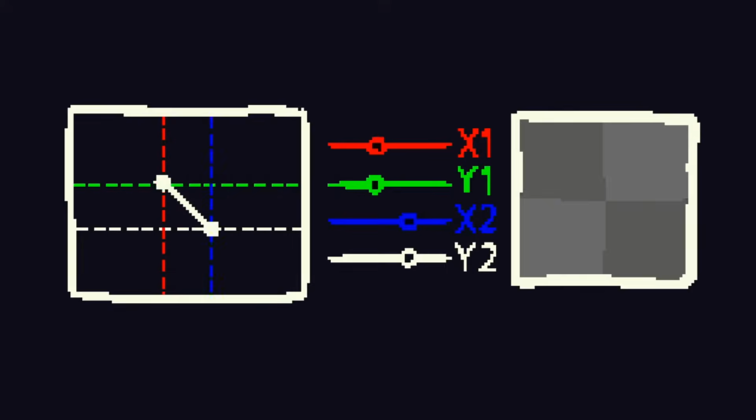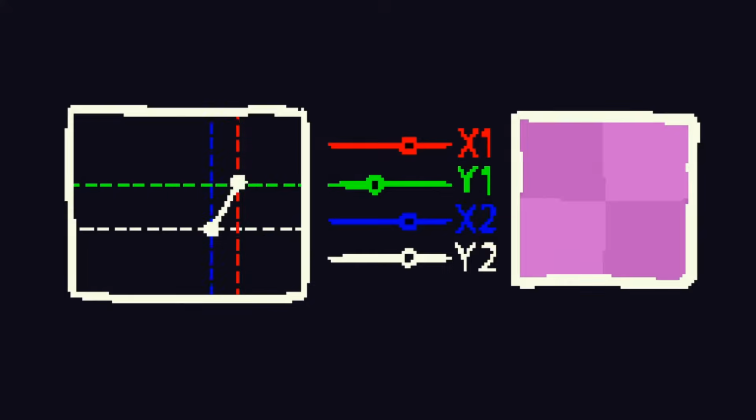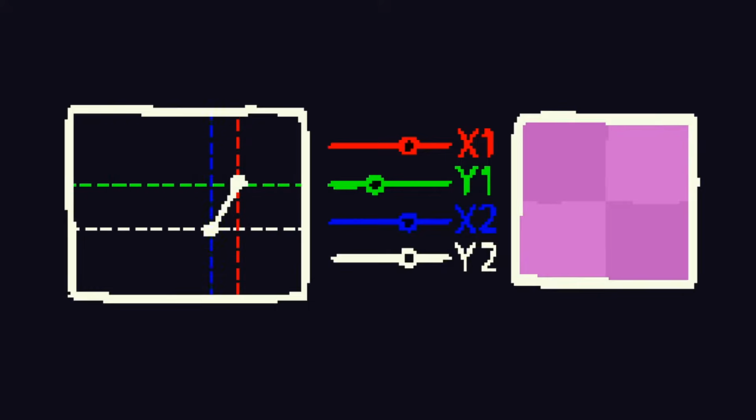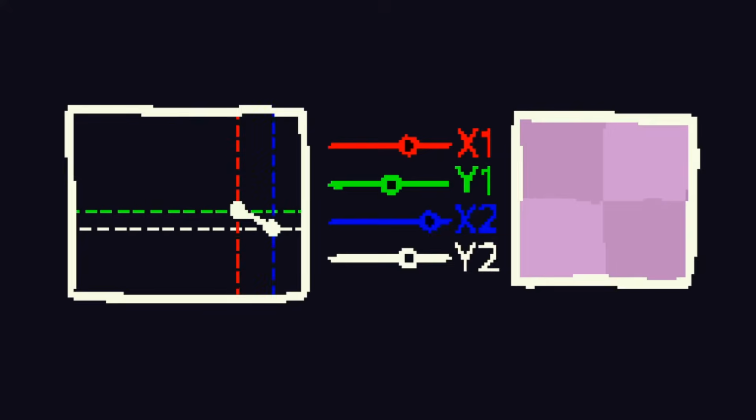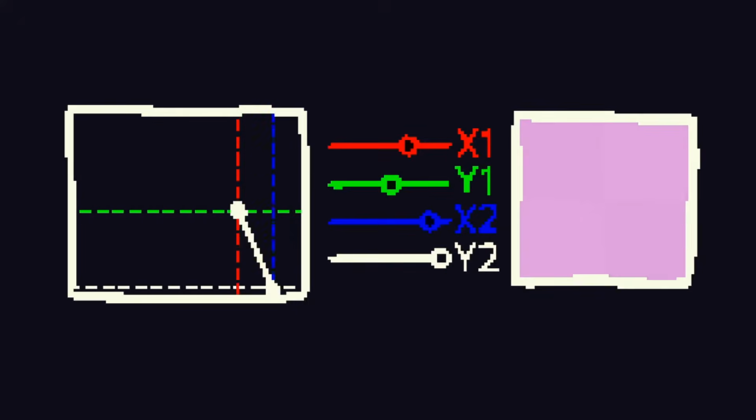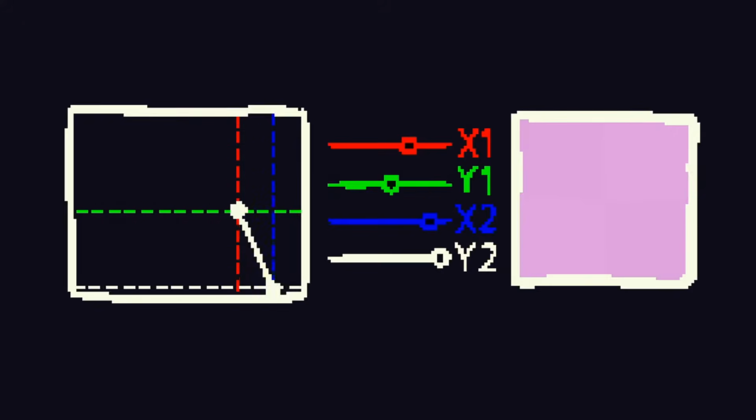If we increase the red component of the pixel, then the first point of the edge is going to move to the right. If we increase the green component, the point goes towards the bottom. If we increase the blue component, then the second point moves towards the right, and if we increase the opacity of the pixel, then the second point goes towards the bottom.